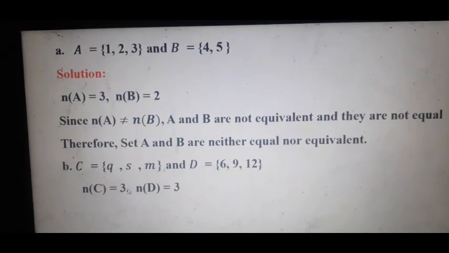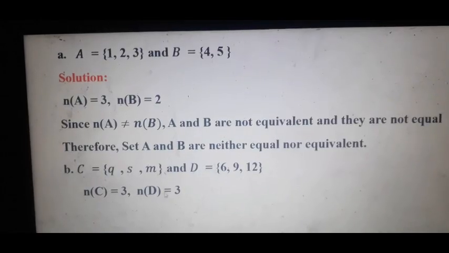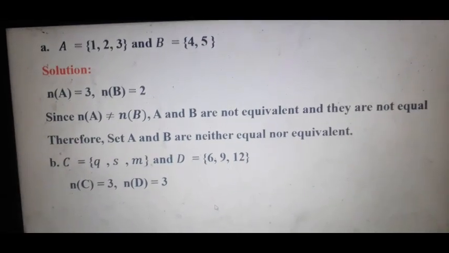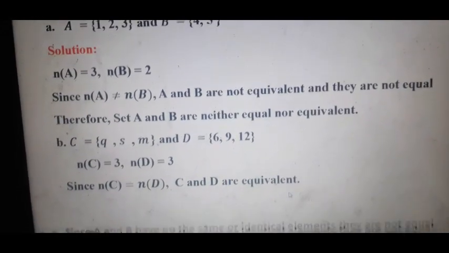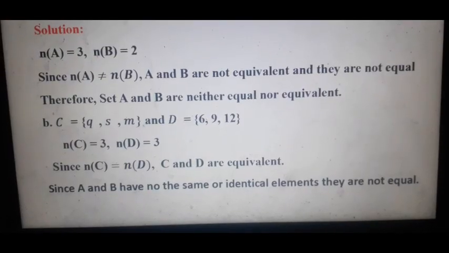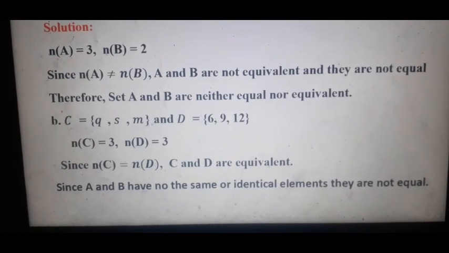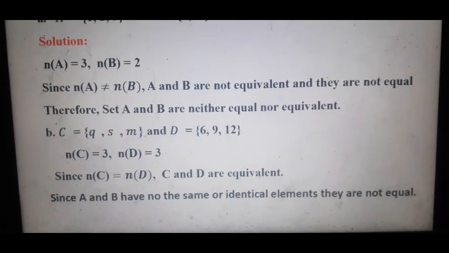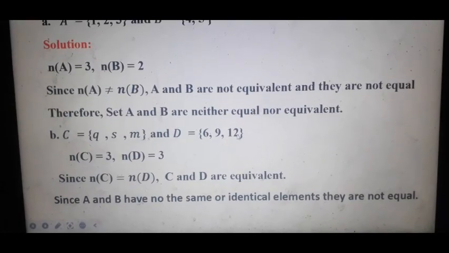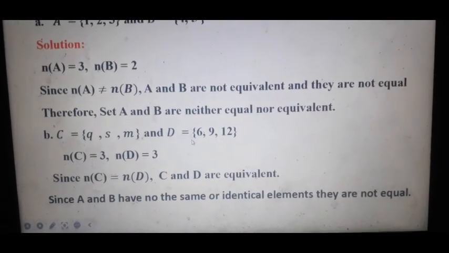So the number of elements of C is 3. The number of elements of D is also 3. So 3 is equal to 3. So C and D are equivalent, but they are not equal. They are not equal because they contain an equal number of elements, but the elements are not identical.